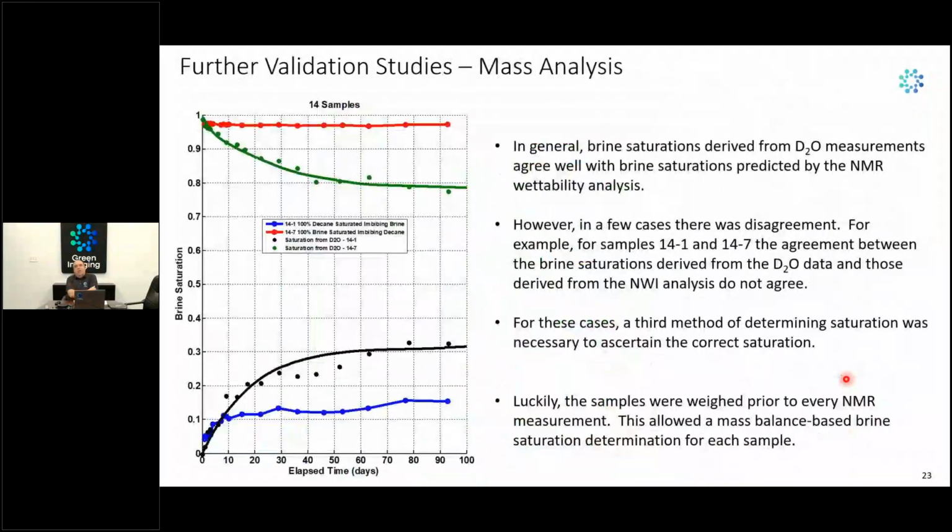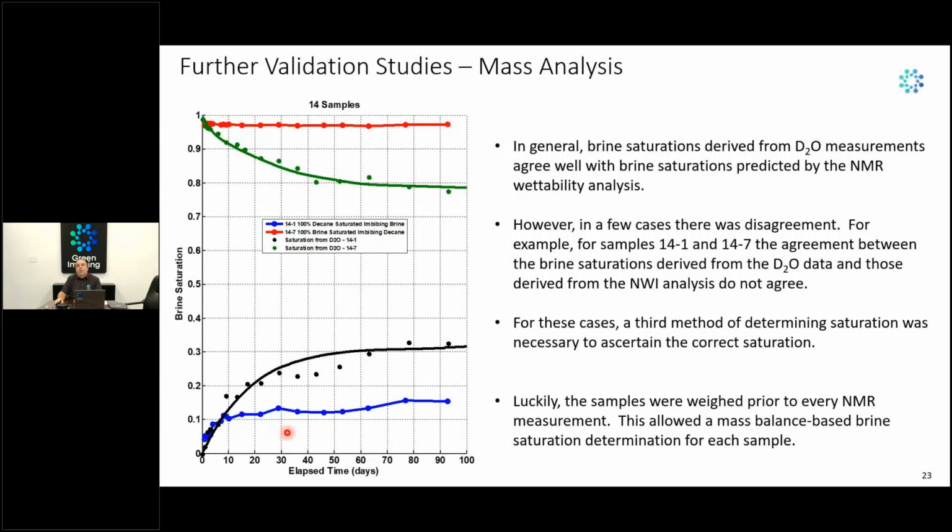Okay, so I'm going to talk a little bit more about even more validation studies we did to further validate our method. So, as I just said, in general, the brine saturations derived from the D2O measurements agreed well with the brine saturations predicted by the NMR wettability analysis. However, there were a few cases where there was more disagreement than we would have liked, and this is best shown by these two samples here, 14.1 and 14.7.